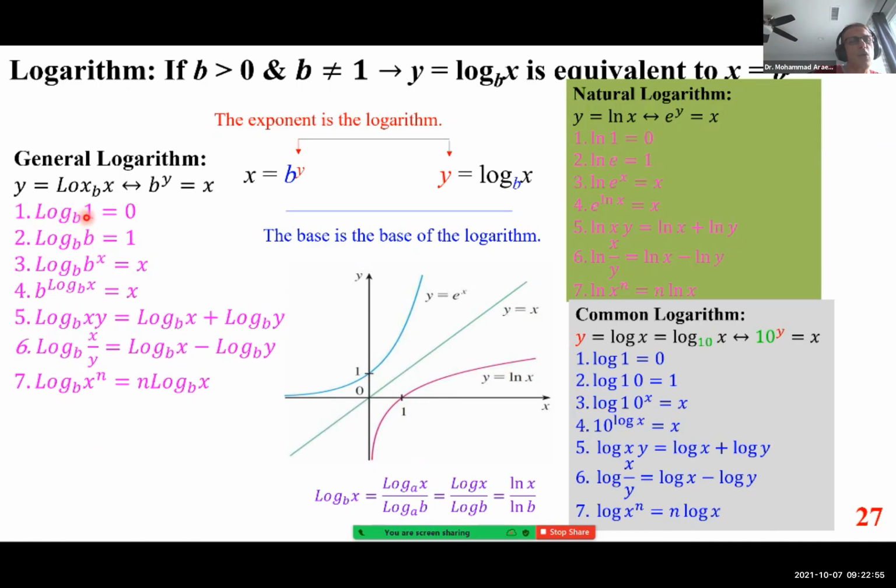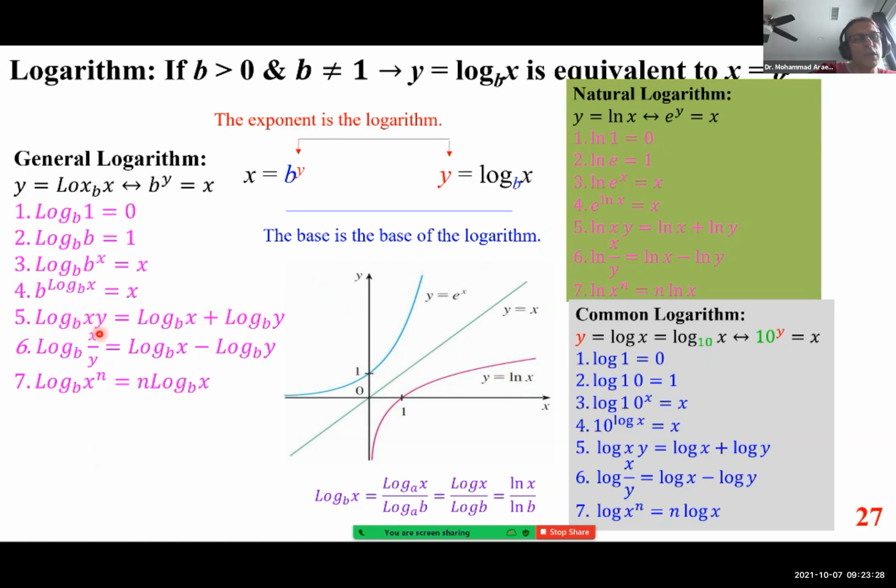For example, log 1 with any base is 0. Log b base b is 1: when the base and the argument are the same, the answer is 1. Log of b to the power of x when the base is b is x, and b to the power of log x base b is x. These two refer to the fact that the two functions are inverse of each other in general. I'm talking about general logs, whether it's e to the power of x and ln x or a general log with any other base.